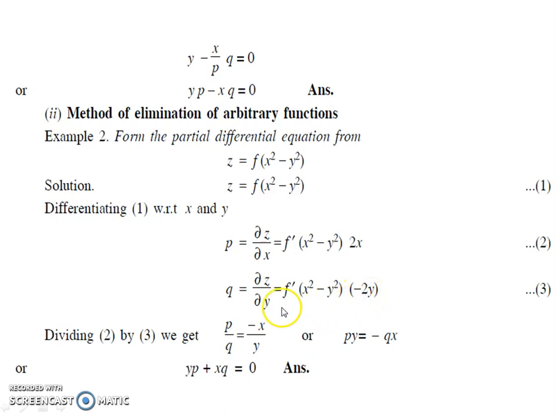So in this way, you have these two expressions, and from these two expressions, your main target is to eliminate the function f somehow. We can do it easily: we divide equation 2 by 3 and we get on the left hand side p by q, and on the right hand side this arbitrary function part will be cancelled out, and you have minus x by y. Finally, py equals minus qx, that is yp plus xq equals 0. Or you can say y times curly z by curly x plus x times curly z over curly y equals 0. So this is the answer here.